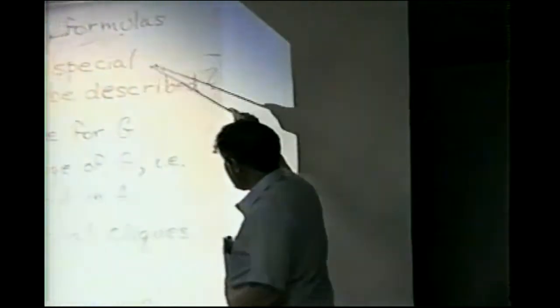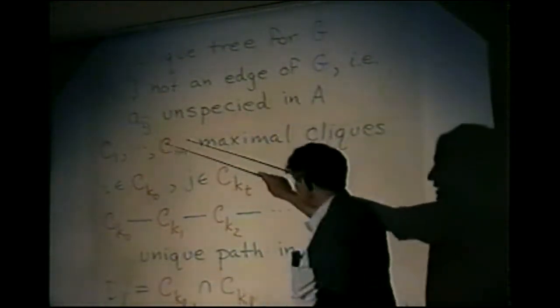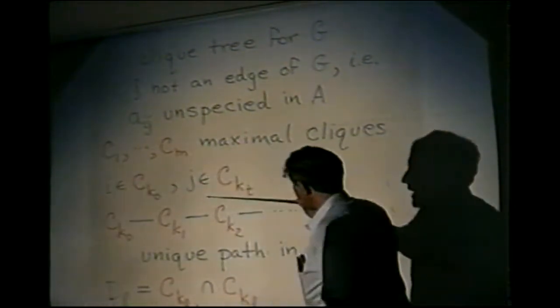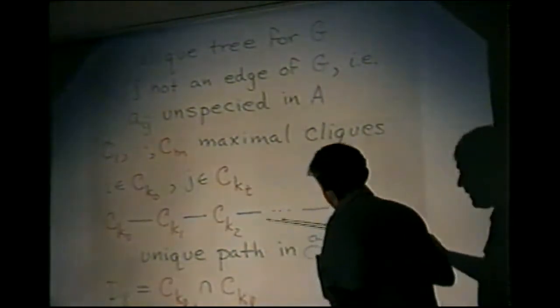So how can I write down this nice completion? Well, again, I have the same setup. Let's suppose I take something that's not an edge of G, that is, something that corresponds to an unspecified entry in A. Now I want to tell you exactly how to calculate the completion. So A_ij is unspecified, so i lies in some clique, and j lies in some other clique. Now, in this spanning tree T, there's a unique path between the clique that contains i and the clique that contains j.